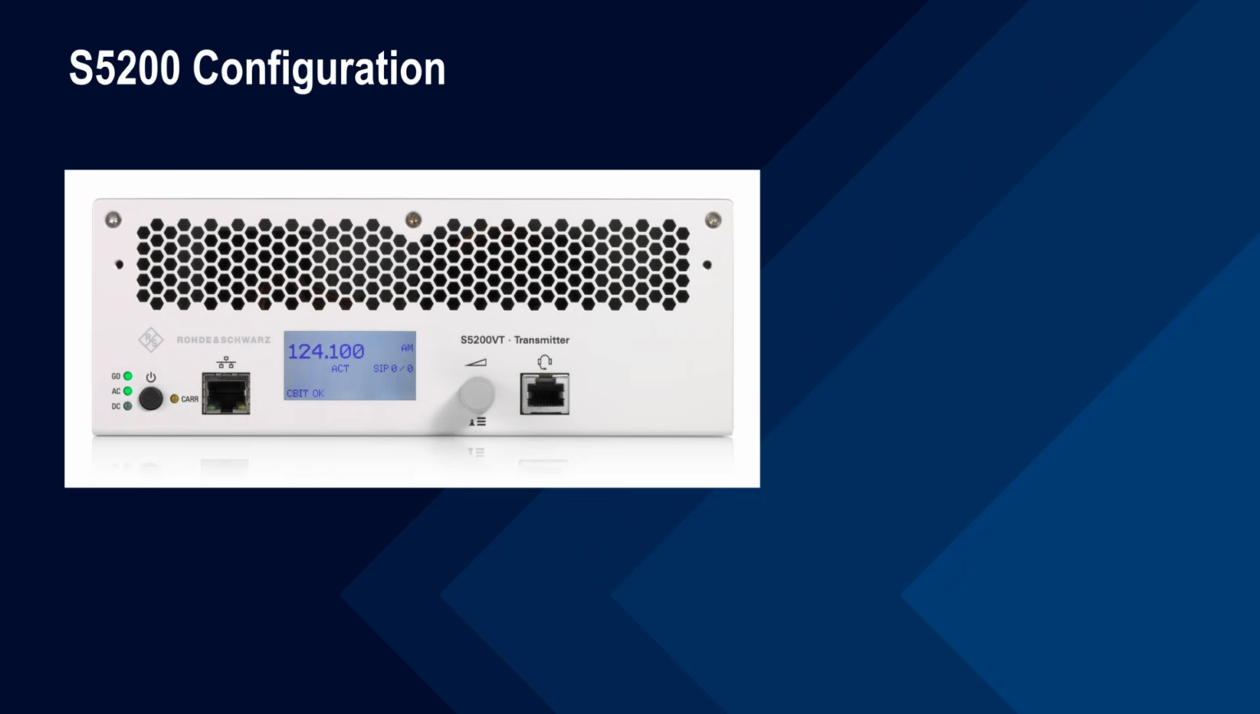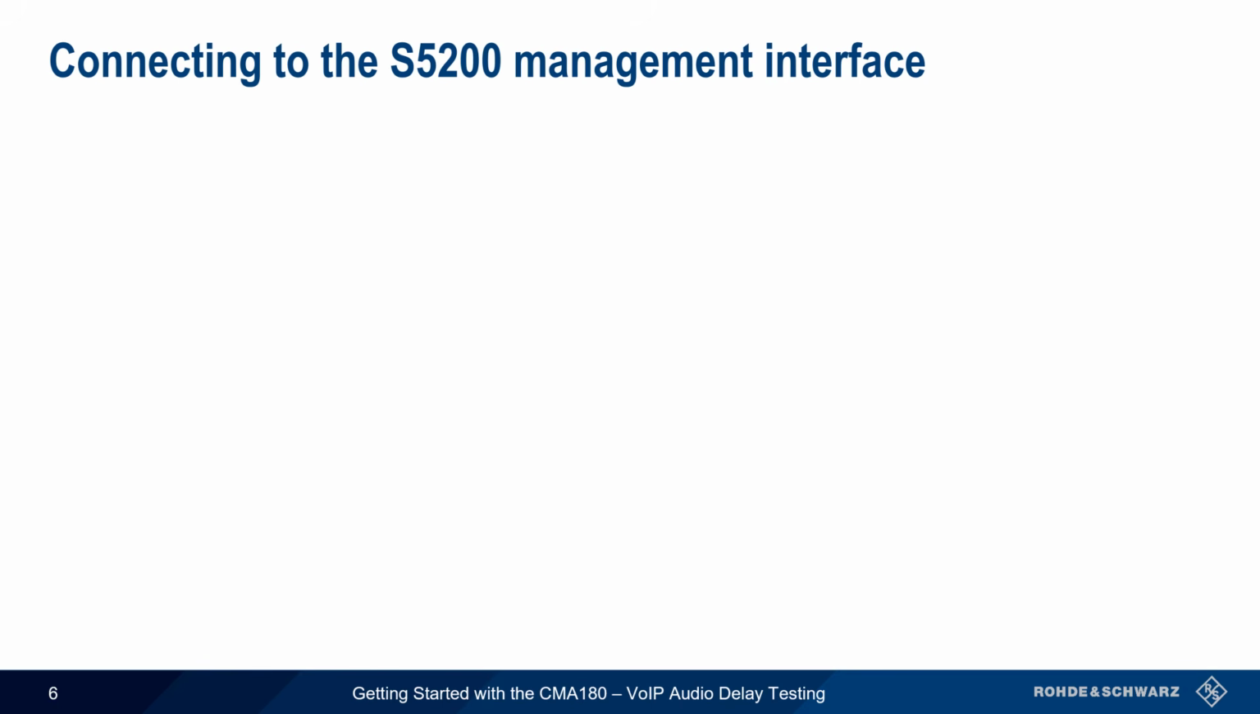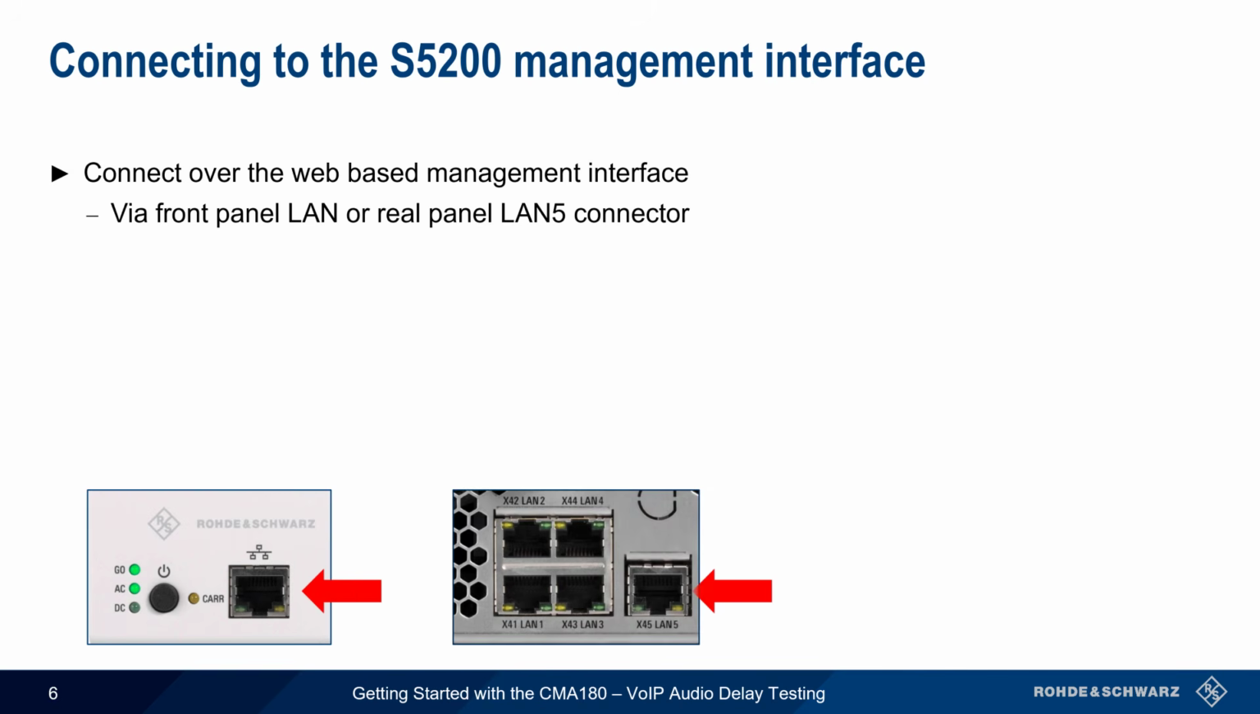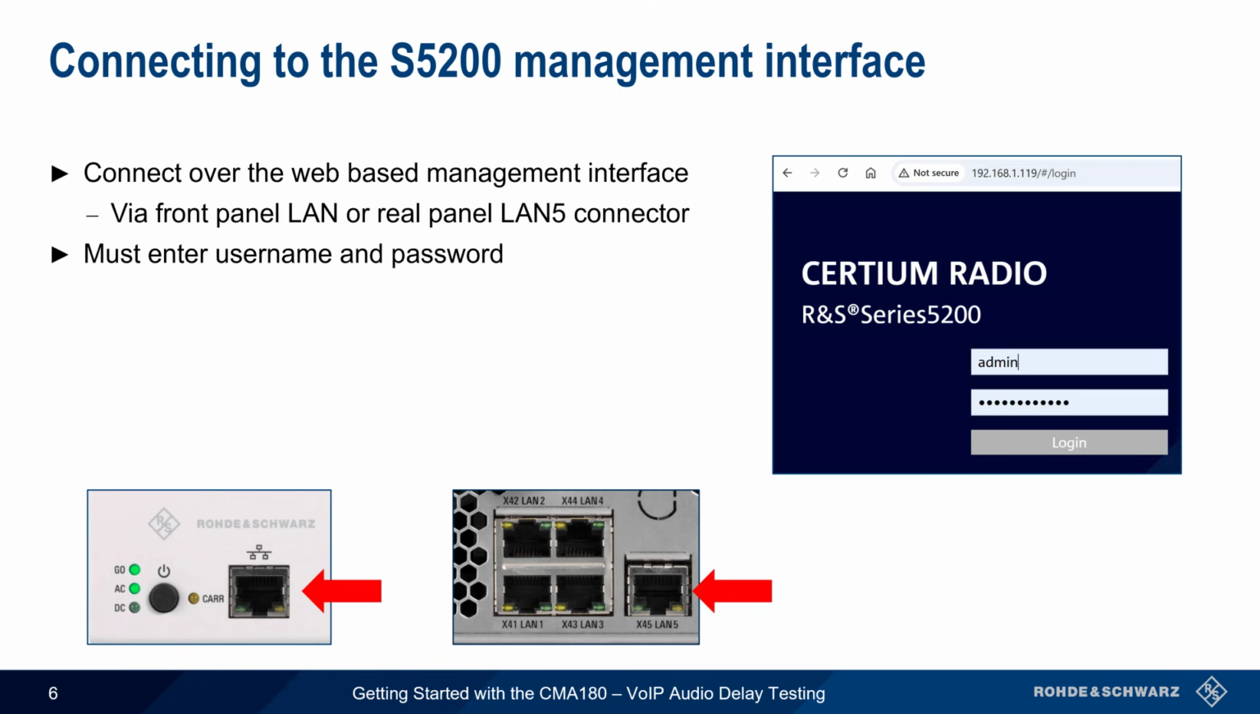We'll start with the configuration of the S5200 series ATC radio. The first step is to connect to the radio's web-based management interface. This is accessible either via the front panel LAN interface or via the LAN 5 interface on the rear panel. A username and password are required to access the management interface.